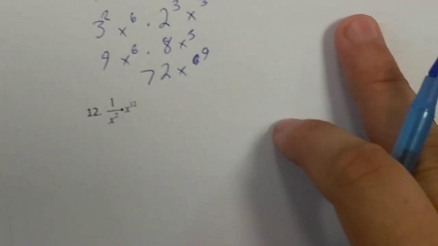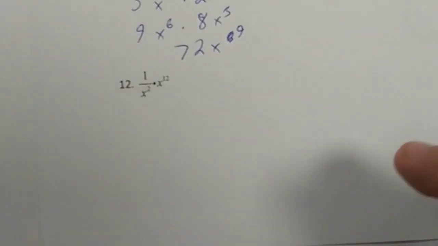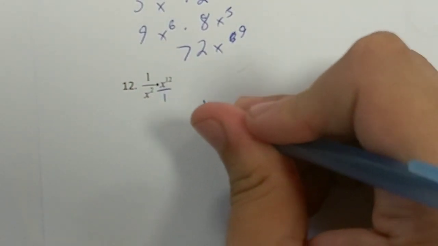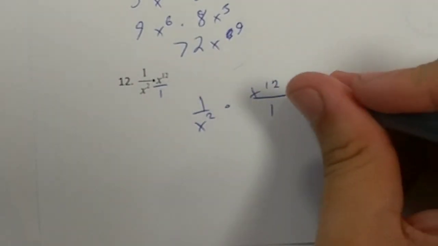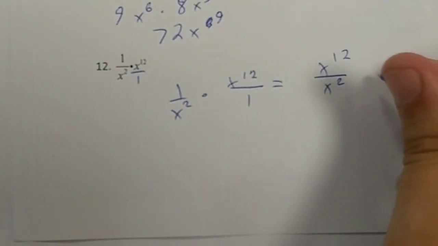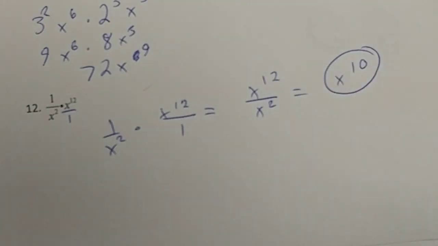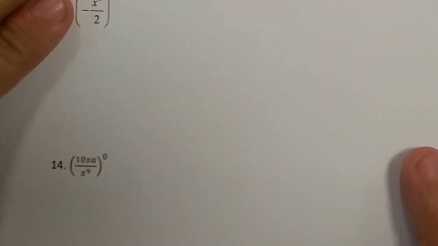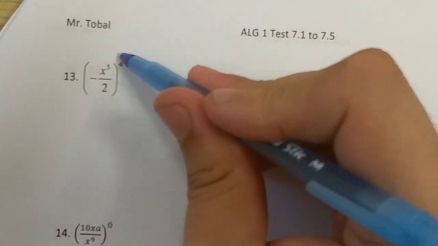Over here, you have a fraction and a whole number, or I guess variables in this case. And when that happens, all you have to do is move this to over here, over 1. So you have 1 over x squared times x to the 12 over 1. Multiply straight through, x to the 12 over x squared. Then I subtract. That's going to be x to the 10. 12 minus 2 is 10. Next one, you have a 4 exponent here, so distribute the 4 to everybody here.